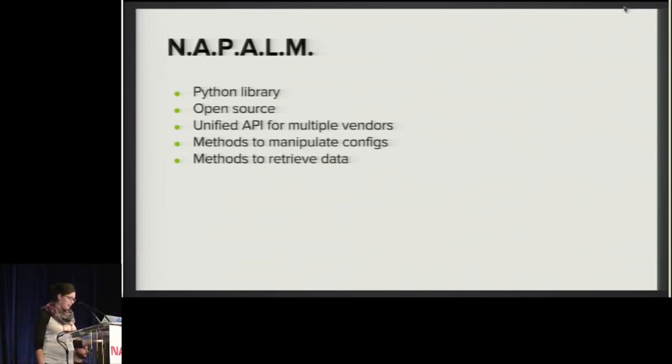So David and I joined forces a couple of months ago and started working on NAPALM, which is a Python library. We open sourced it, so it's available on GitHub. We're going to have the URLs in the presentation later for you guys. And the main goal was to unify access to the various vendors and provide methods to manipulate configurations and retrieve data from them.